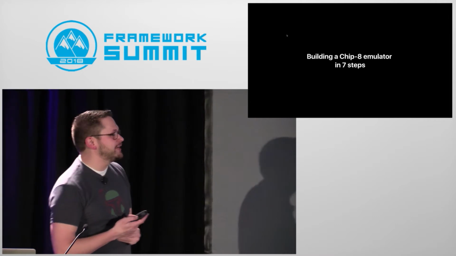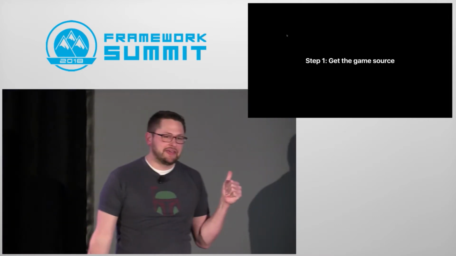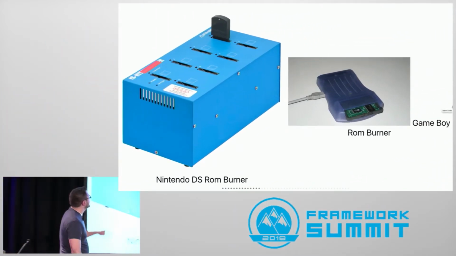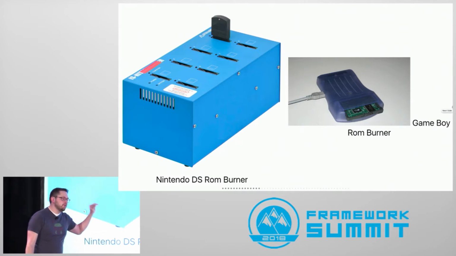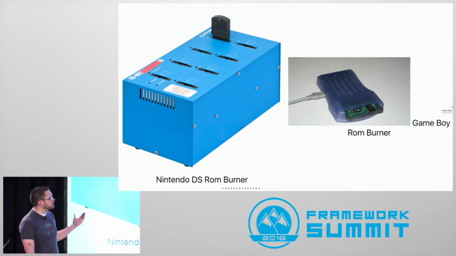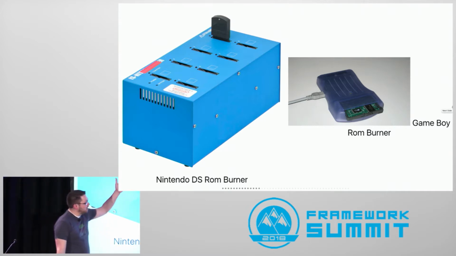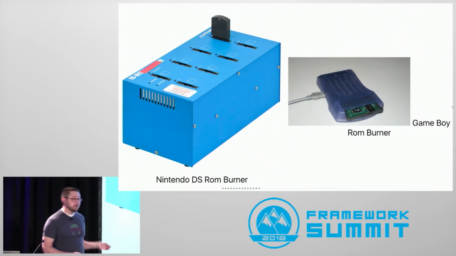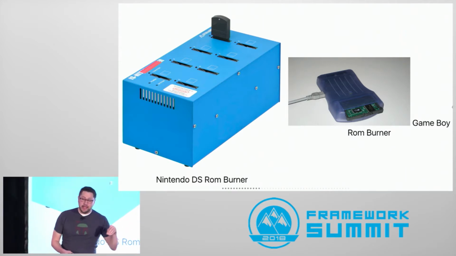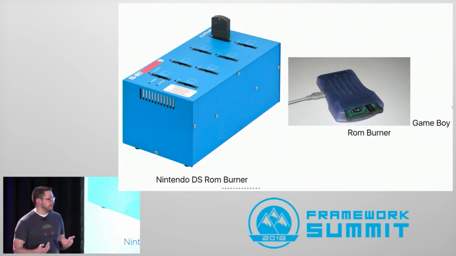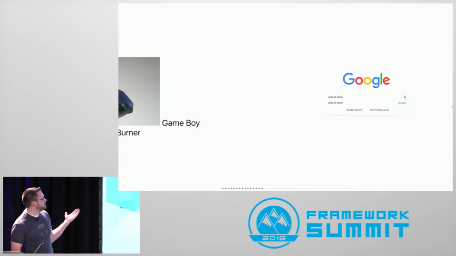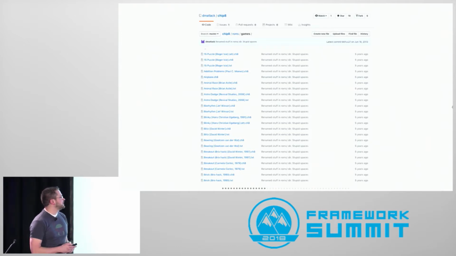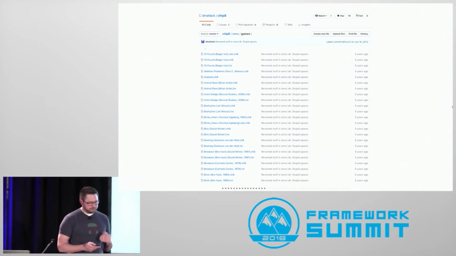So building a Chip 8 emulator in 7 steps. Step 1, get the game source. So if you ever want to emulate or play an old game like a DS game or a Game Boy game or a NES game, you usually have what's called a ROM burner, which you can feed your cartridge into, and it will read the binary off of that, and then you can save it to your computer. Thankfully, I didn't have to do that because there's Google, and lots of other people have done this sort of thing. So you just Google for Chip 8 ROMs, and there's a bunch of options here.